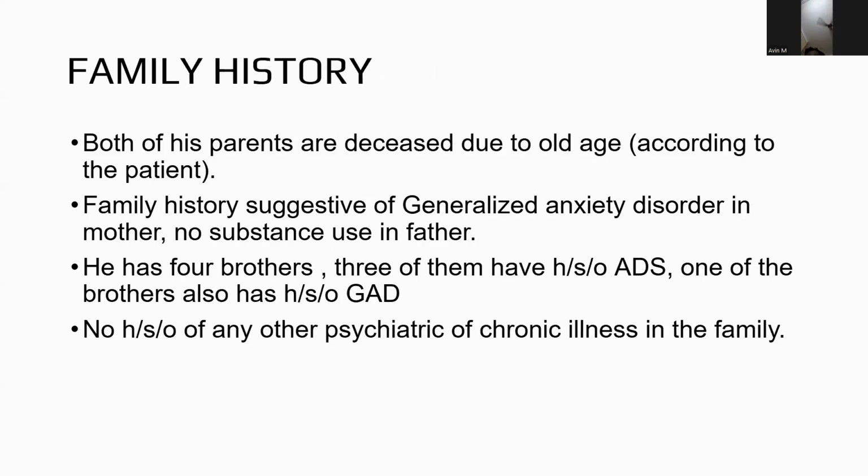Family history, salient features is family history such as generalized anxiety disorder in mother, no substance use in father. He has 4 brothers, of which 3 of them had ADS, and 1 also had history suggestive of generalized anxiety disorder.